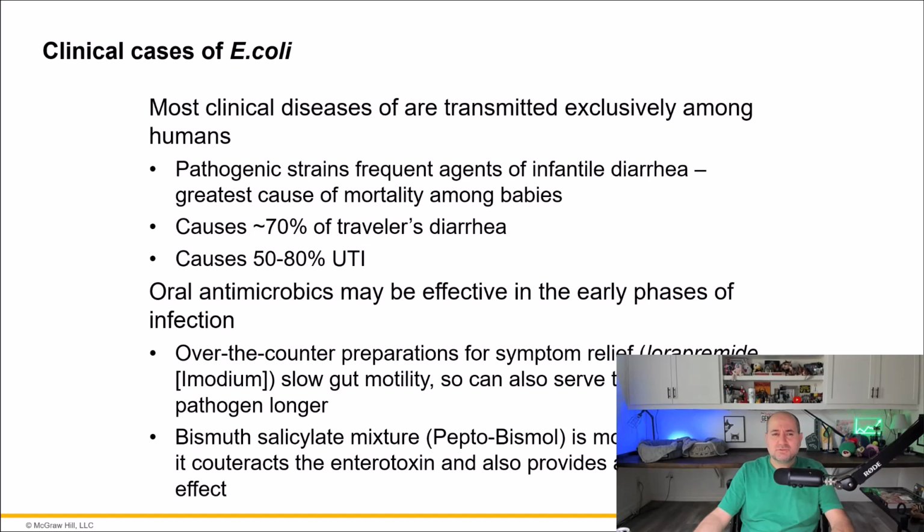And a couple of notes about E. coli. Again, E. coli is present in our guts. However, it is responsible for 70% of travelers' diarrhea, as well as 50 to 80% of UTIs. So I may want to remember that factoid as well for the exam, that E. coli does cause diarrhea and UTIs.